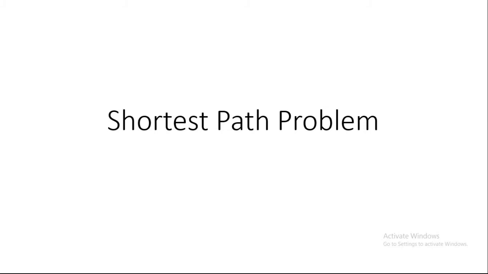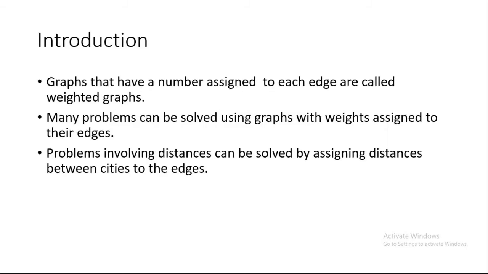Hello everyone. In the previous lecture, we studied Euler paths and Euler circuits, and Hamiltonian paths and Hamiltonian circuits. And what is the big difference between these paths and circuits? Now in this lecture, we are discussing a problem called the shortest path problem, and we have to solve this problem. Next, what is meant by the shortest path problem? Let's take a brief introduction to that first.